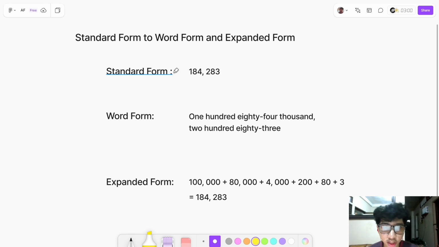Standard form is the usual way of how we write numbers. It's indicated as numbers. That's all. So to write it in the word form, you have to pay attention to its place value. So first, we have 283. To write it in the word form, you have to remember the place value of each digit.